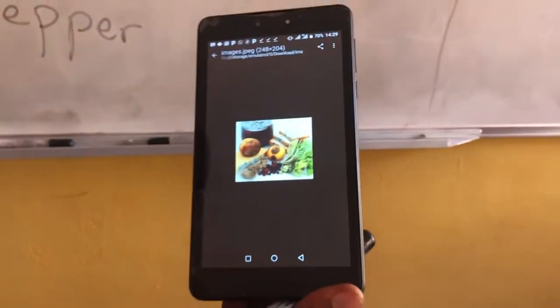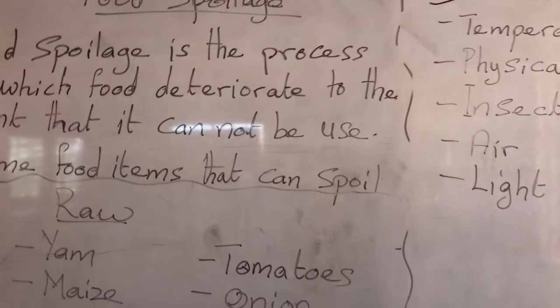So when it happens like this, I earlier showed some examples of foodstuff that got rotten. Let's look at it again. My orange, my apple, my ginger, my lettuce, cabbage, and that foodstuff. All these things got damaged because they were not transported well.